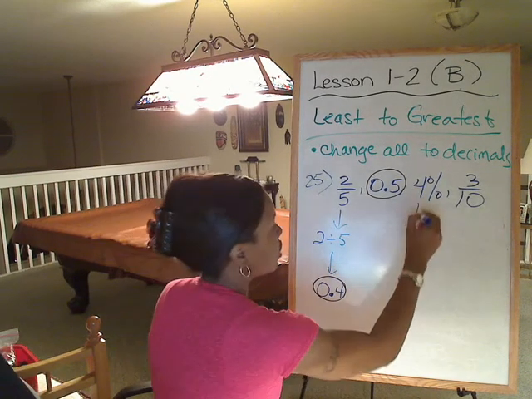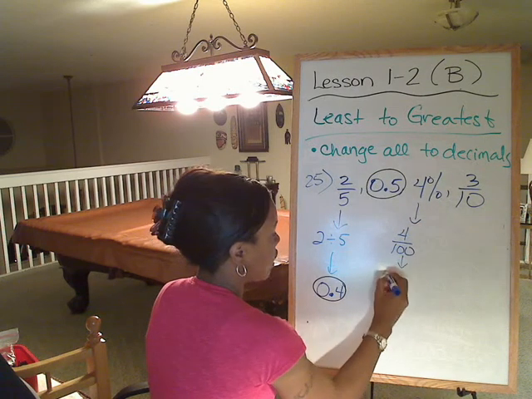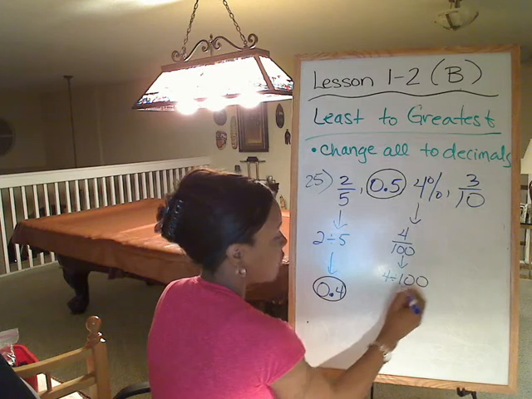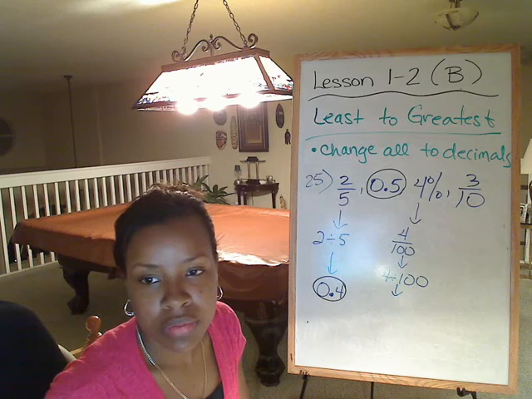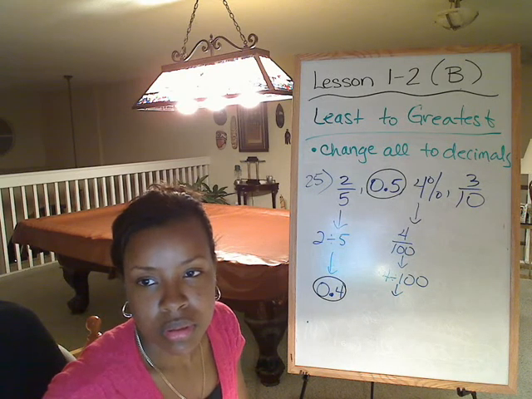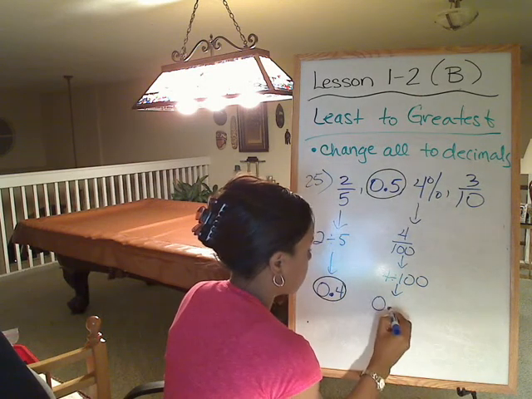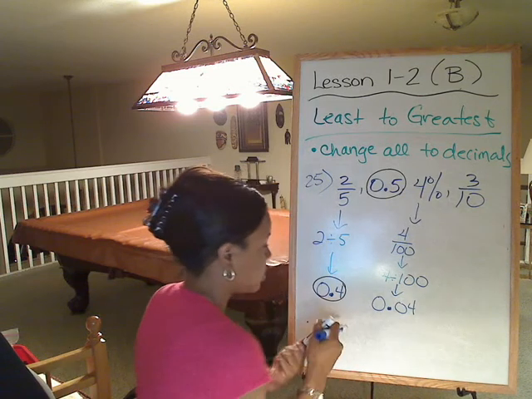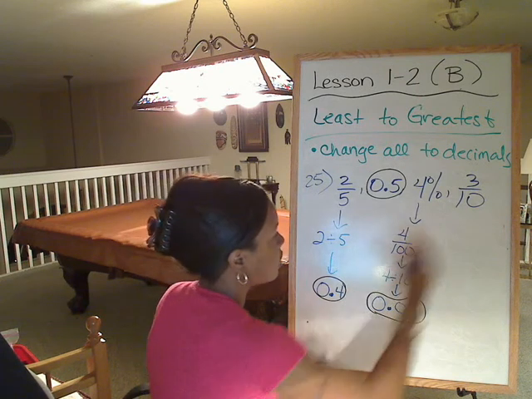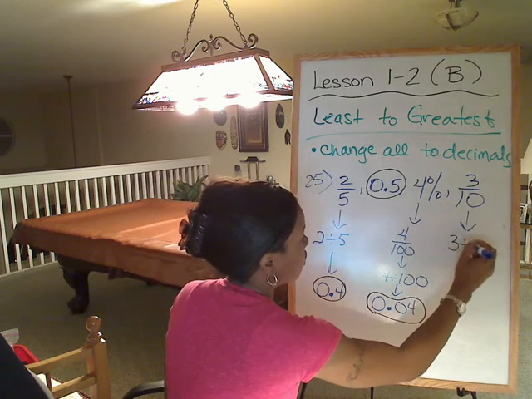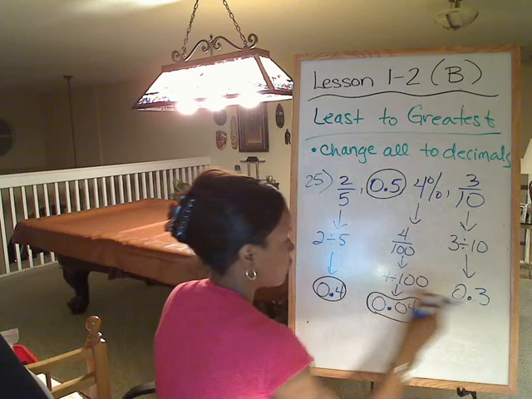All you have to do, change it to a fraction first, which is 4 over 100, right? Change the fraction into a decimal by dividing. So when you do 4 divided by 100, you get 0.04. So there's a decimal. And then 3/10 is a fraction, you just divide. And you get 0.3. So that's the fraction.